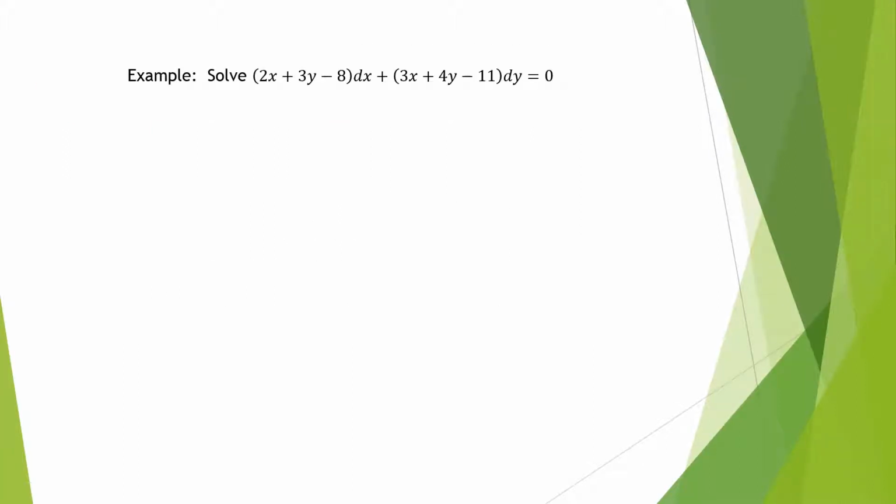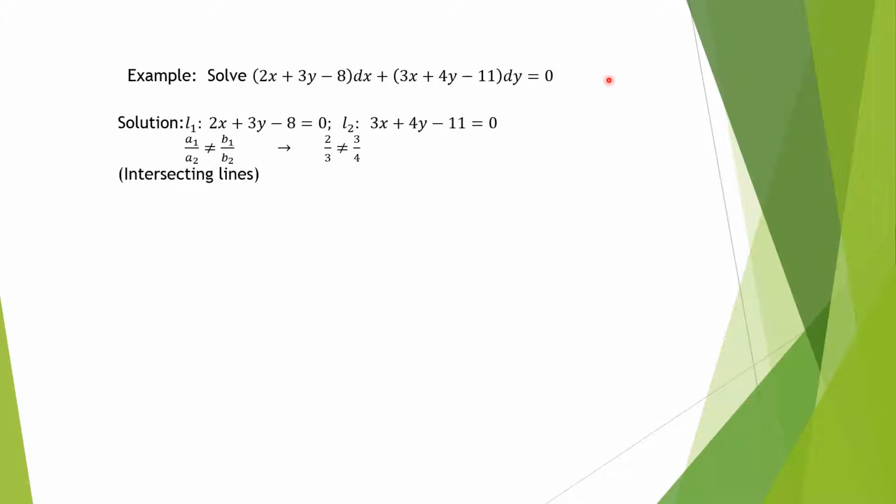So here it's (2x + 3y - 8) dx + (3x + 4y - 11) dy = 0. Alright, equate this to 0. Notice that if you divide 2 and 3, and then 3 and 4, 2/3 is not the same as 3/4, and this is intersecting. So the next step is to find the point of intersection. You have to solve these two lines simultaneously.